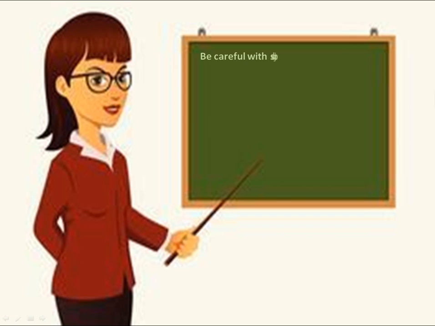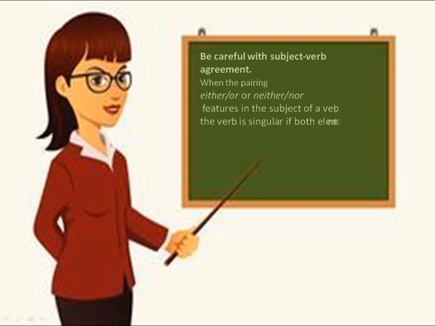And the first one is you need to be careful about the subject-verb agreement. So when the pairing either or neither nor features in the subject of a verb, the verb is singular if both the elements are singular. Let's see the example. So neither the inspector nor the constable was available for comment. So here both the elements, your inspector and the constable working as subjects, are singular here. So the verb was is singular, and using the verb were would be wrong here.